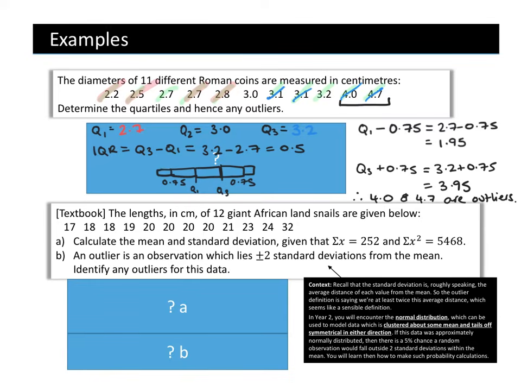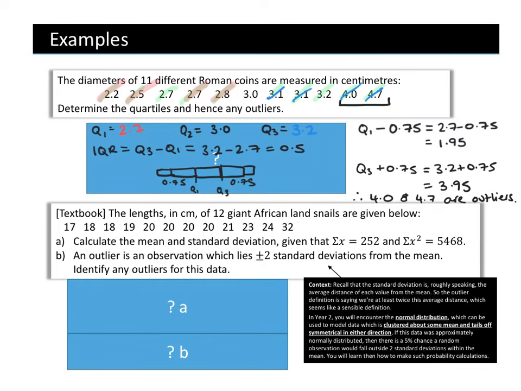The lengths in centimetres of 12 giant African land snails. Has anyone ever seen a giant land snail from Africa? Yeah, they can get pretty big actually. Yeah, I had to look after one once. They're given below, and it says calculate the mean and standard deviation given that the sum of x is 252 and the sum of x squared equals 5468.